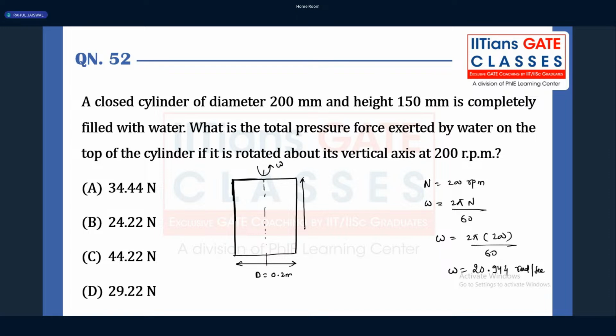The height of this tank, which is completely filled with liquid, is given as 0.15 meter, because it is 150 mm. What is the total pressure force exerted by the water on the top of the cylinder? Let me consider the top of the cylinder, for example, at a point A here.